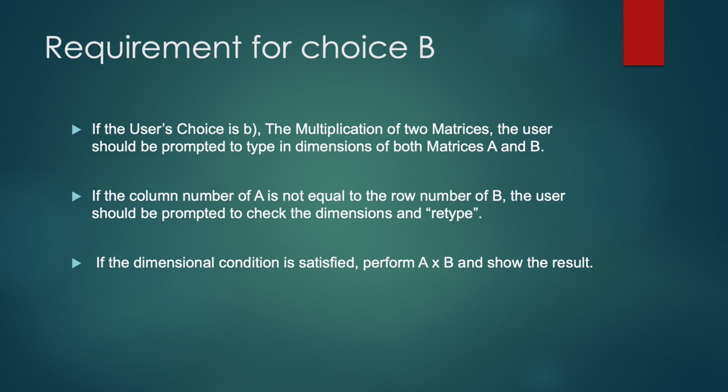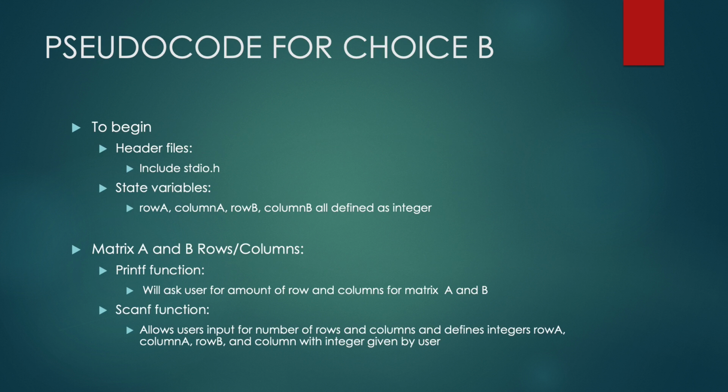We have to use multiplication of two matrices, and the user will be prompted to type in the dimensions of both matrices A and B. If the column number of A is not equal to the column number of B, we have to make the user retype their dimensions. And if the dimensions are satisfied, we will perform the multiplication of A times B and show the result on the user's terminal.